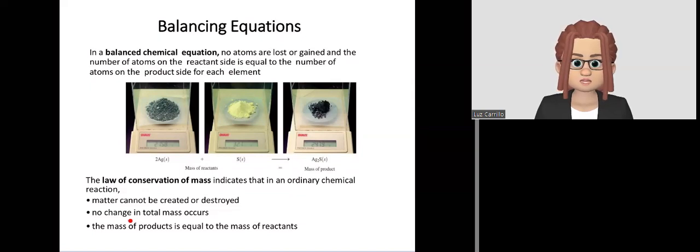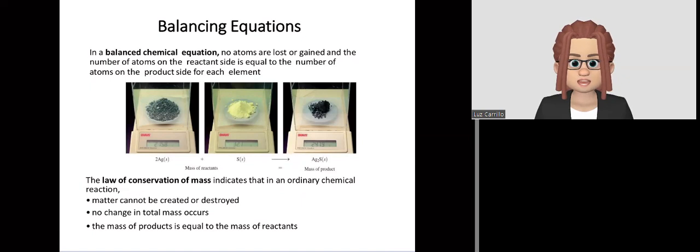There's going to be no change in the total mass of the atoms from the reactants and the atoms in the product. So in an ideal world, all the atoms that you start with, you're going to have them show up in the product. Now, this means that overall in a perfect system, if you take the mass of the products, it's going to be equal to the mass of the reactants.